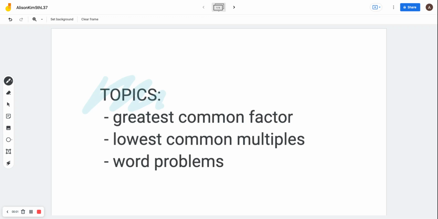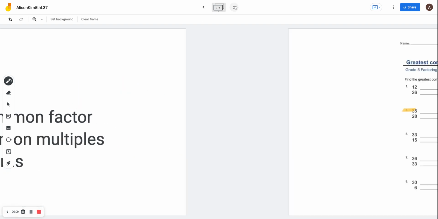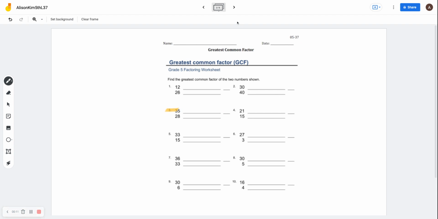Hi, fifth graders. Today's topics we're going to be reviewing greatest common factors, lowest common multiples, and some word problems. So let's get started with some greatest common factors.